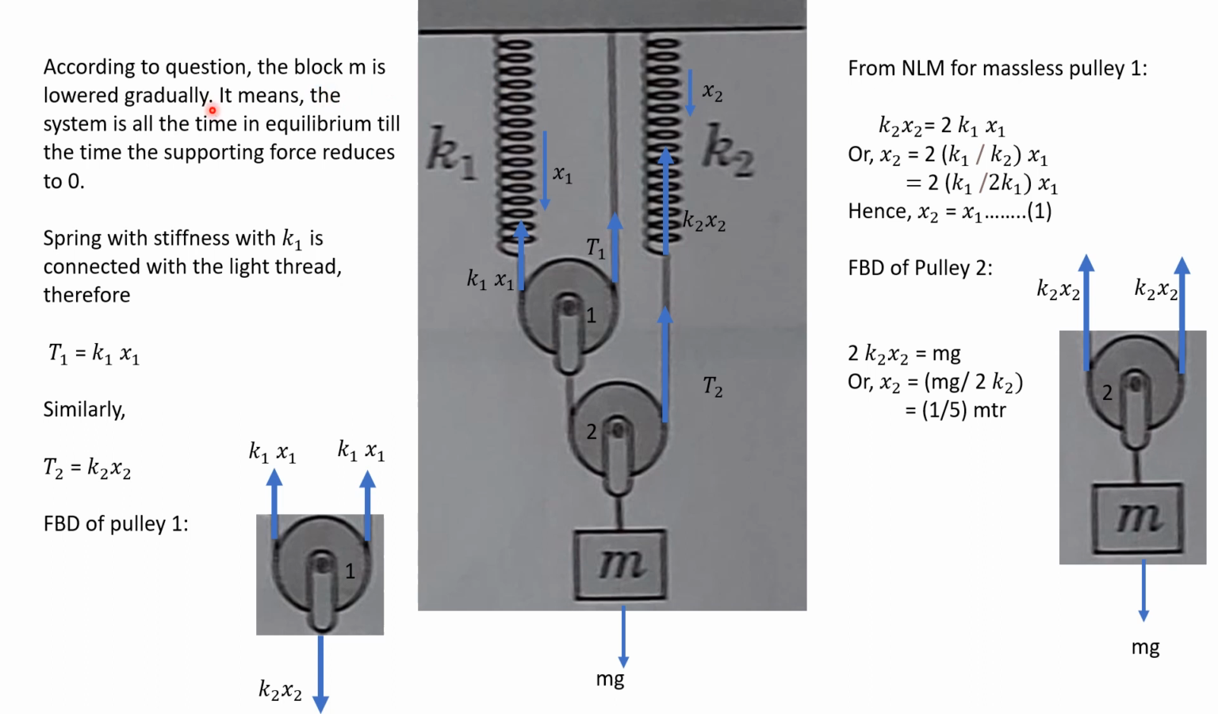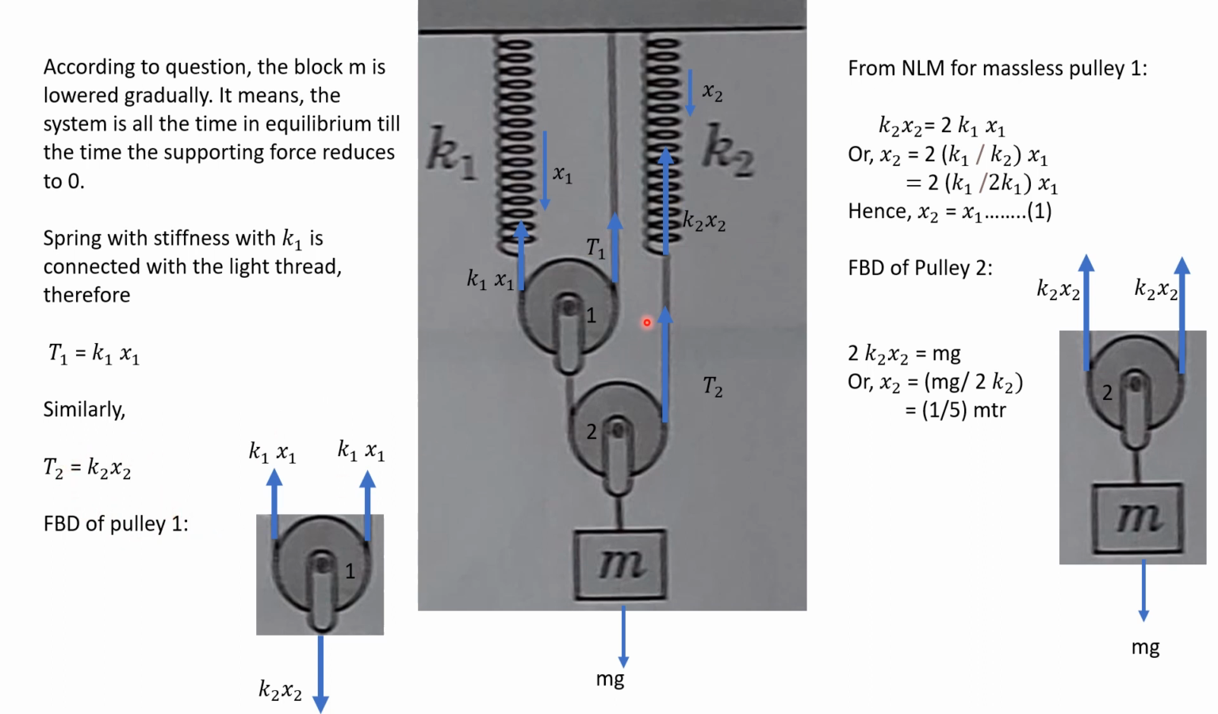So as per the question, the block M is lowered gradually. It means the system is all the time in equilibrium till the time the supporting force reduces to zero. So spring with stiffness K1 is connected with the light thread from here to here. Therefore, tension in the thread will be equal to the force due to spring arising due to extension in it, that is x1. So T1 is equal to K1 x1. Similarly, if we assume that extension in spring 2 is x2, then the tension in the string attached to spring K2 will be K2 x2.